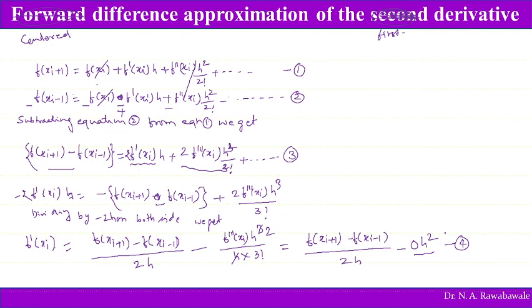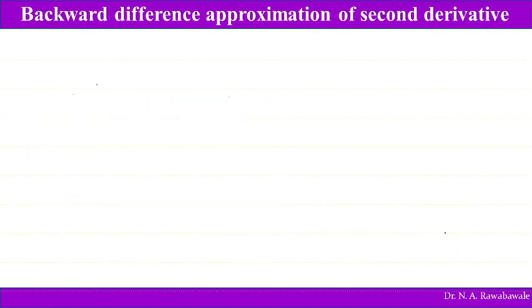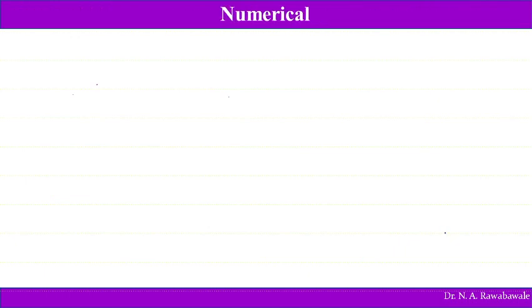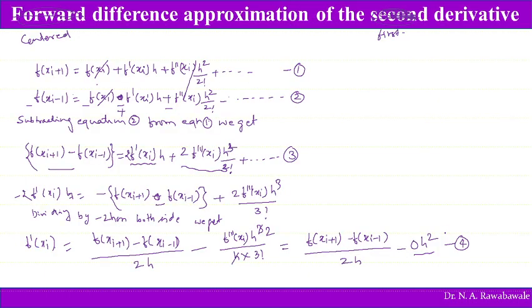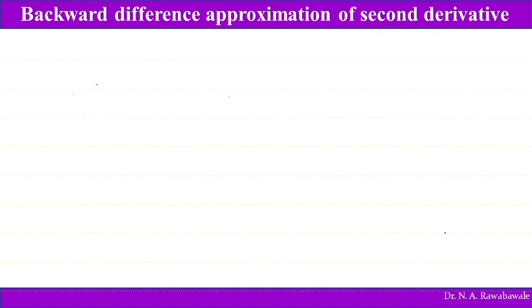Now moving to the next thing, that is the second derivative. Again here there is a mistake. So now we go for forward difference. This is not backward difference, it is forward difference. Forward difference approximation of second derivative.